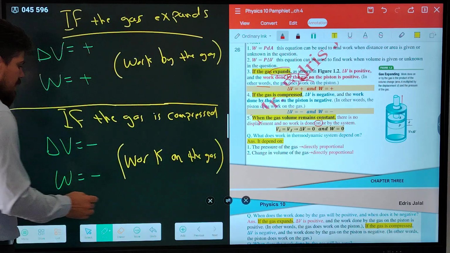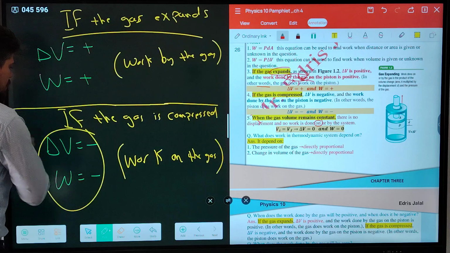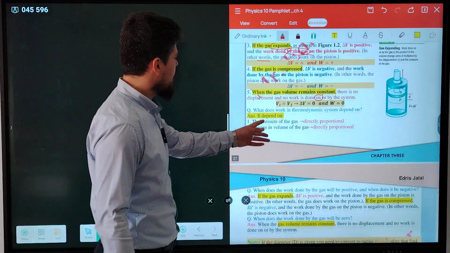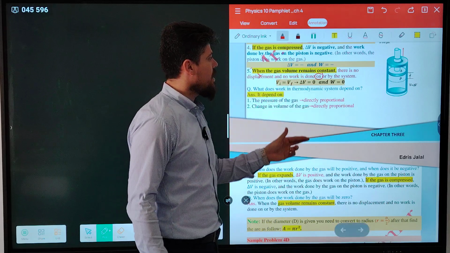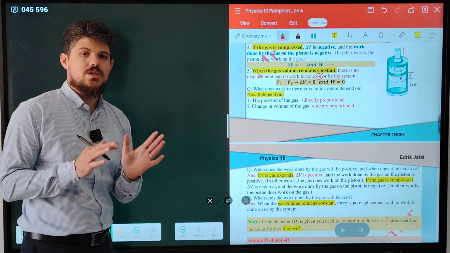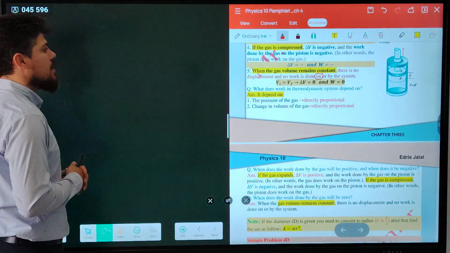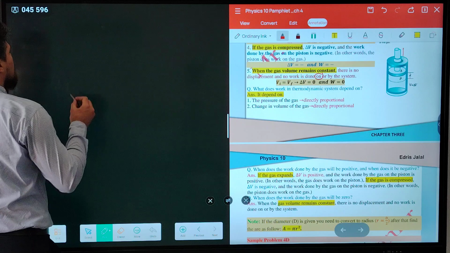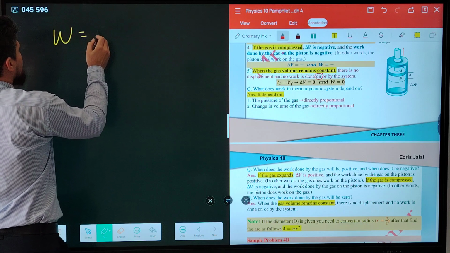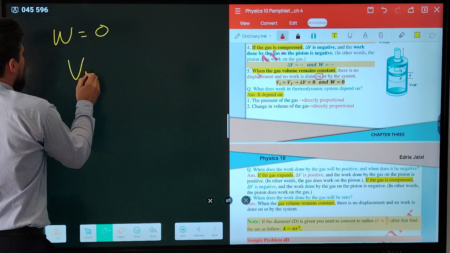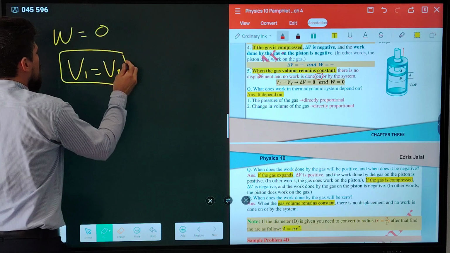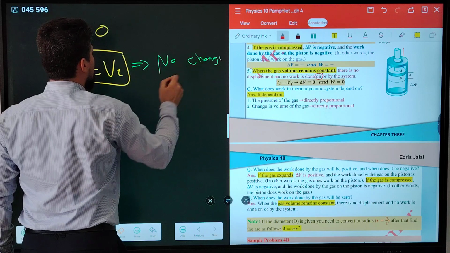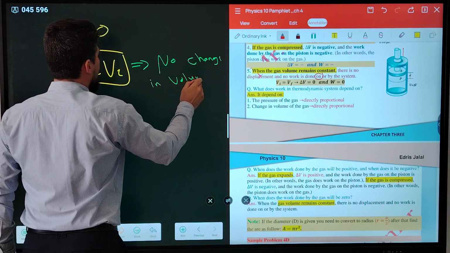The gas is compressed, the volume becomes smaller, and delta V is negative, so the work is negative. When the gas volume remains constant, when the volume does not change, the work done on or by the gas is equal to 0. When does work done become 0? If V1 is equal to V2. No change in volume.